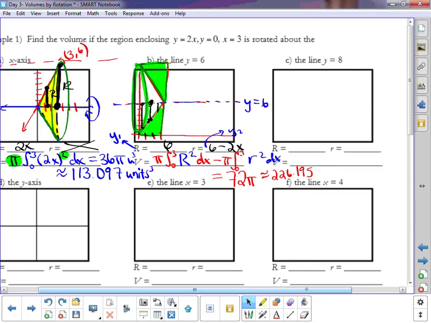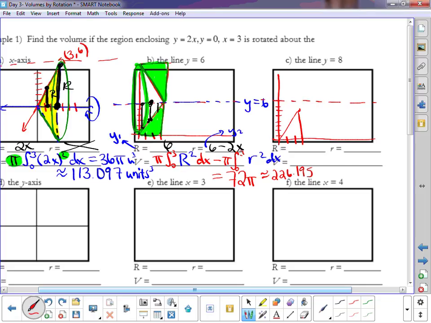What's different between C and B? What do you say? 2 units up. Yeah, it gets shifted even more. It gets shifted even higher up. So again, I'm going to stick to using my axis here on the edge. I know my shape has the point 3, 6. And now I am rotating around the line y equals 8.